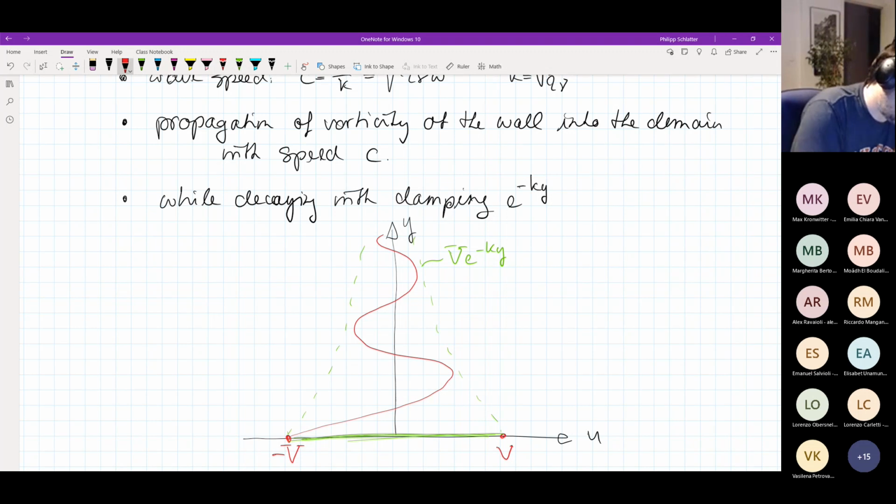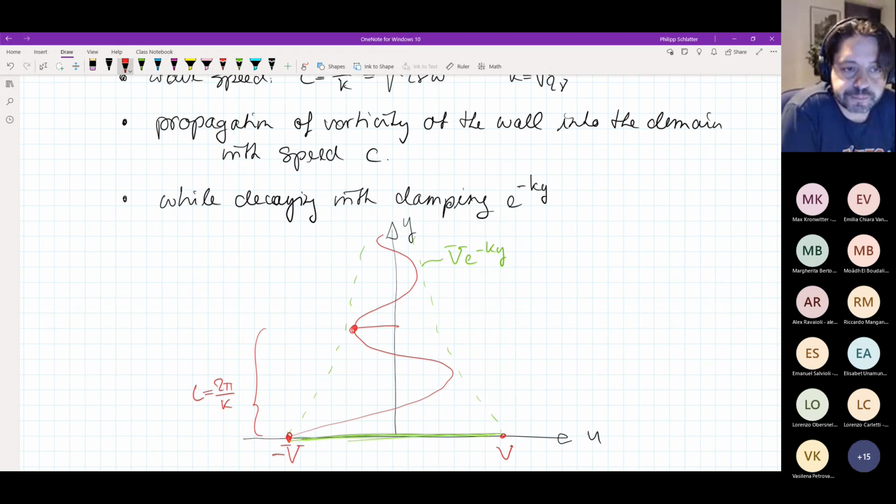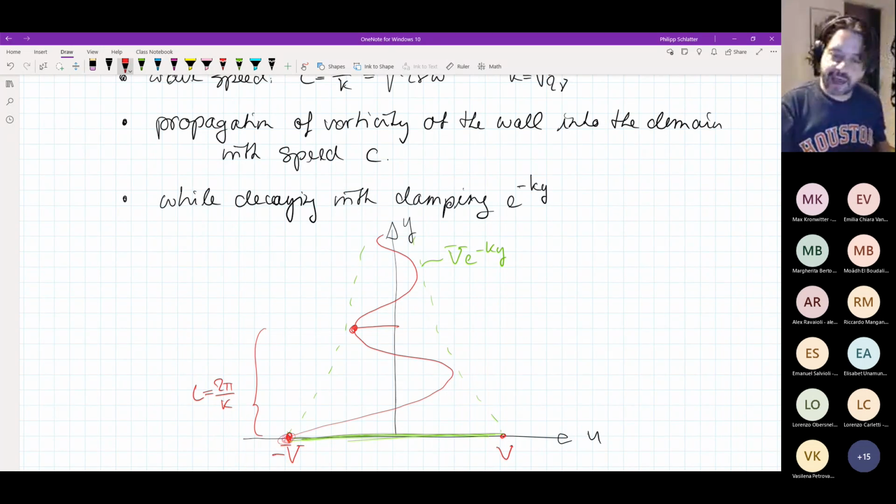And now we can also measure the wavelength. If one wave crest is here, another wave crest here, this distance would be L, being 2 pi divided by k, for instance. And if I'm changing time, this point down here would move back and forth, and the vorticity or the velocity would propagate upwards with this particular speed, which we have identified as c.